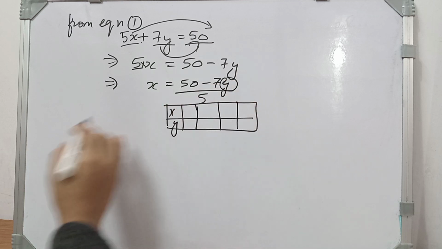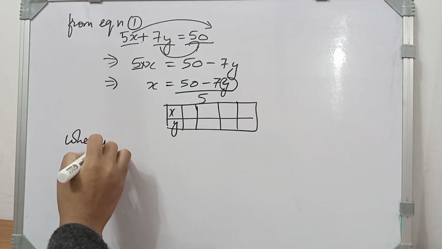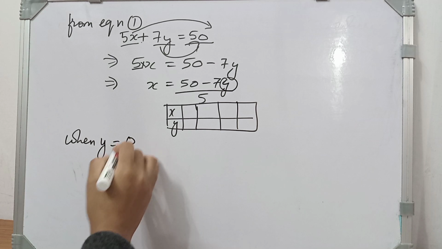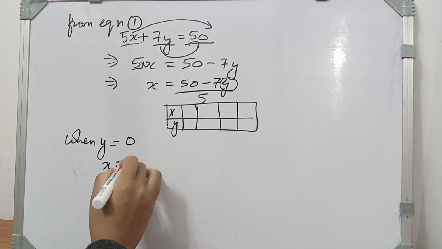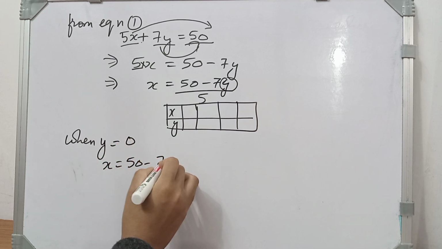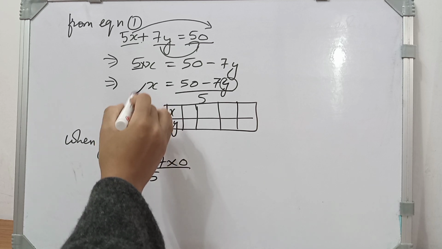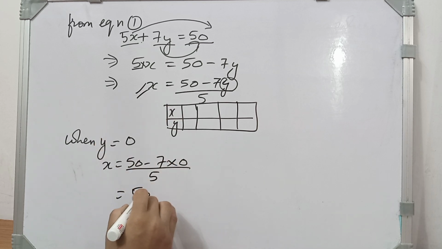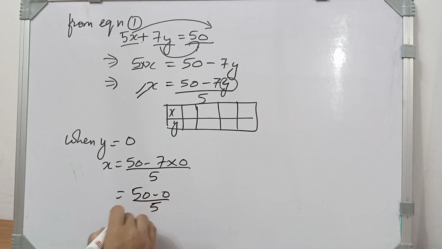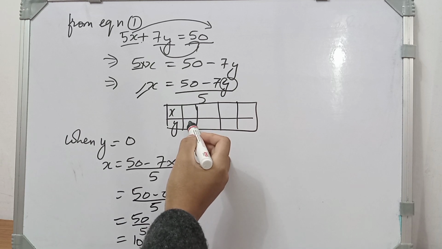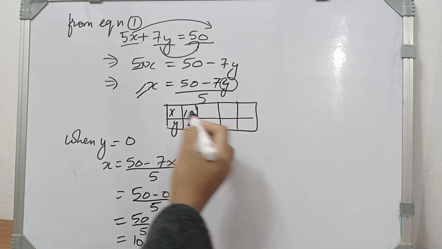Let us start with y is equal to 0. When y is equal to 0, x is equal to 50 minus 7 into 0 divided by 5, which is 50 divided by 5, which is 10. So when y is equal to 0, x is equal to 10.